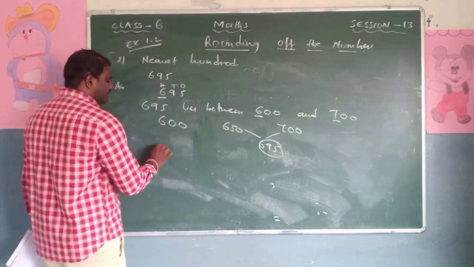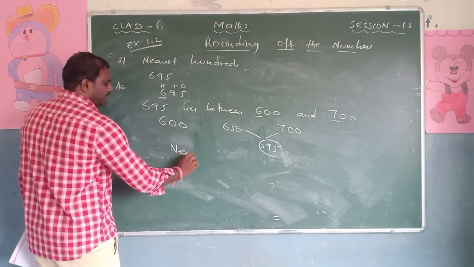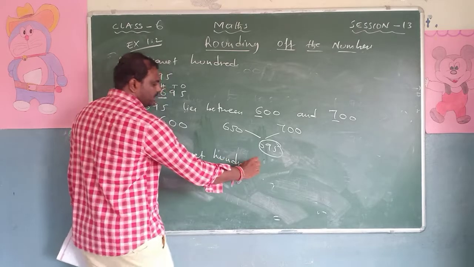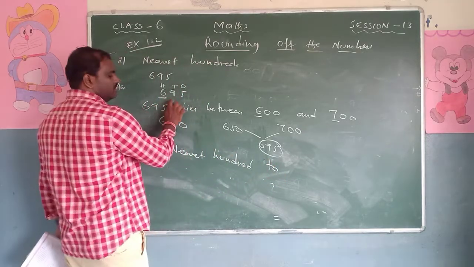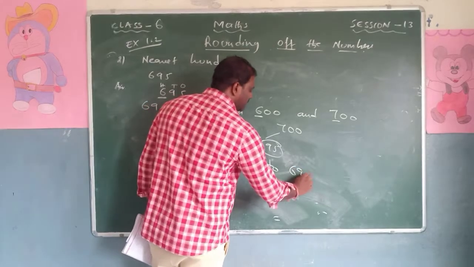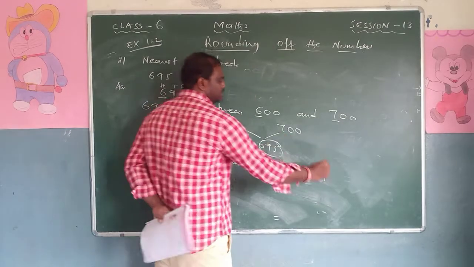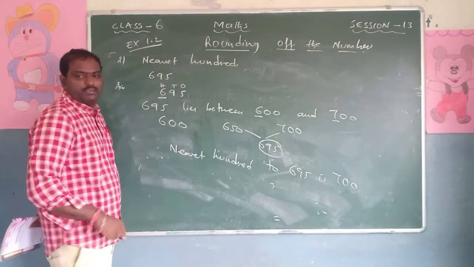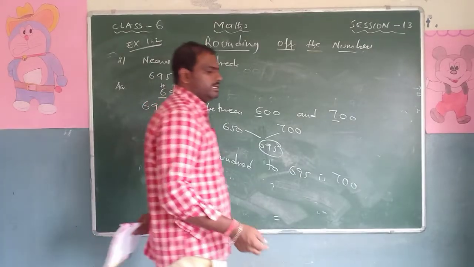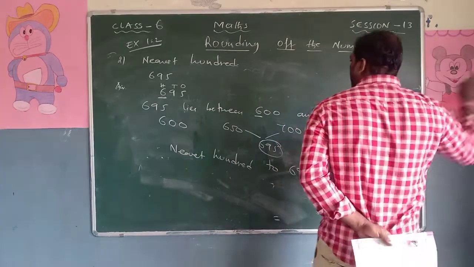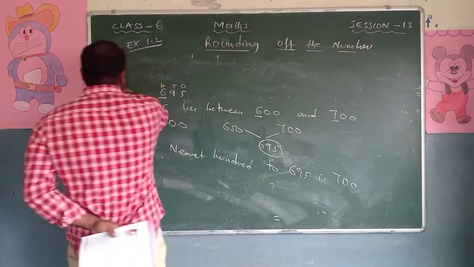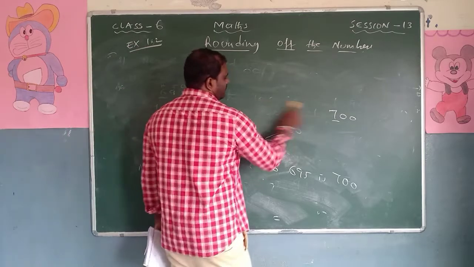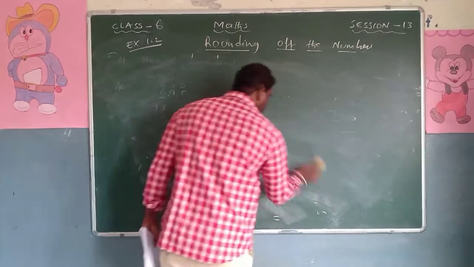So therefore what should I write? Therefore nearest 100 to 695 is how much? 700 is the answer. Don't write 600, because the value is more than that, that is the point. Okay. Next question. So the first one is 695. Now go for the next question. What is the next question?